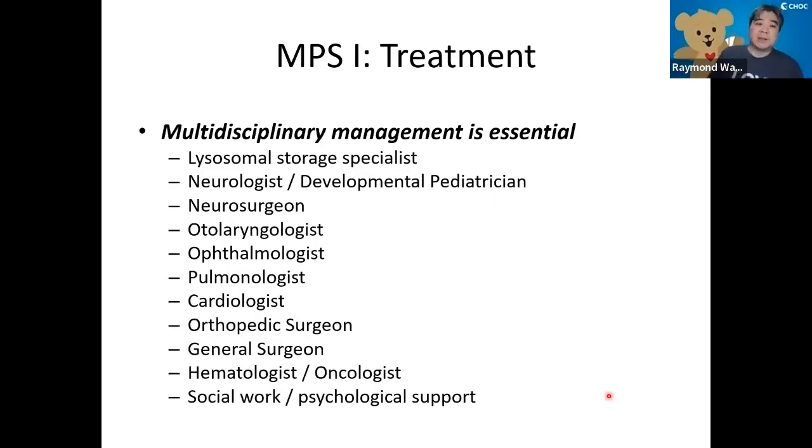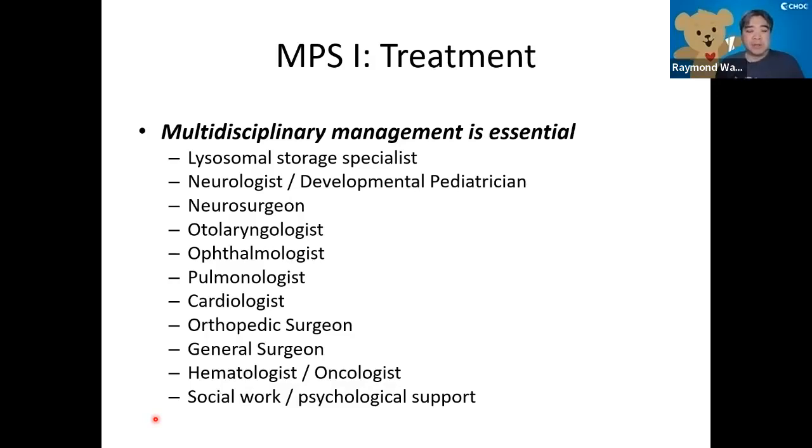As you can see, treating MPS is complex. There are a lot of different organ systems involved. It can be very overwhelming for a parent to take a child to all of these specialists. And so our role as metabolic physicians, as lysosomal specialists, is to guide the family through all the various specialists that need to be seen and to provide family support, because these diagnoses tend to cause a lot of upheaval and stress.